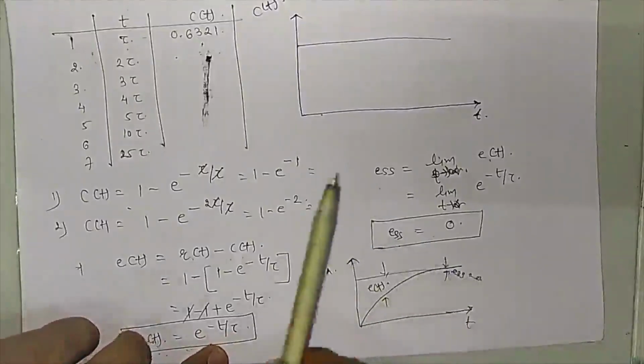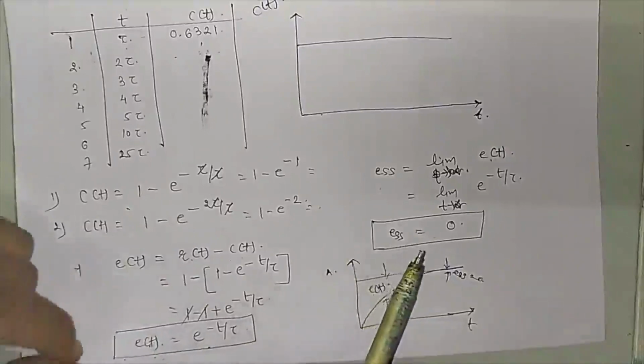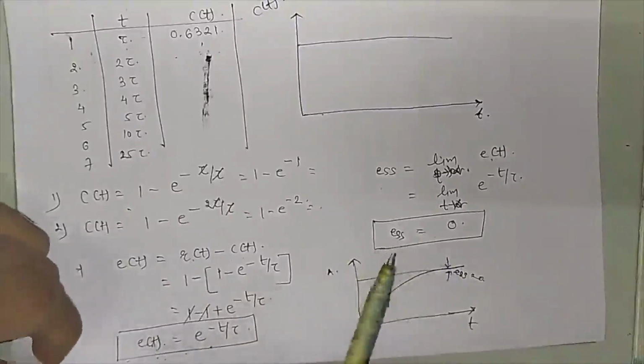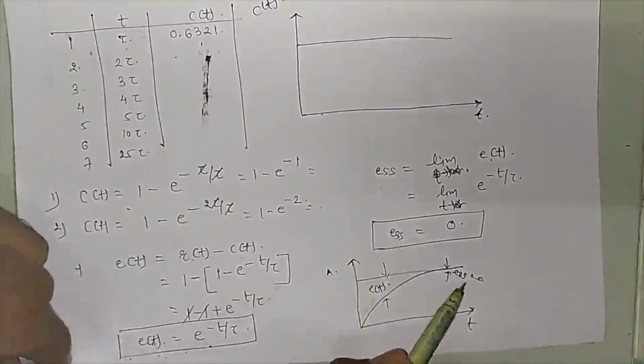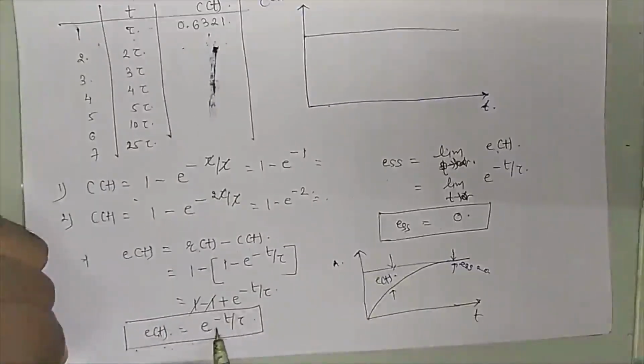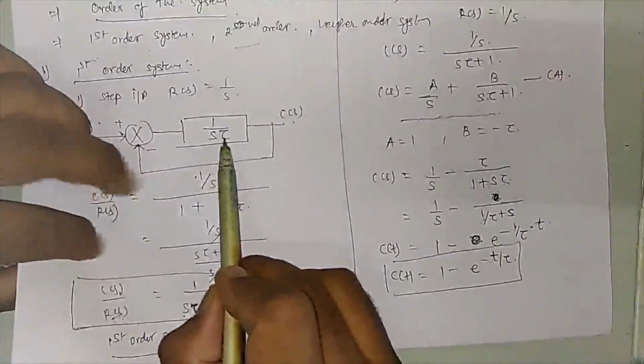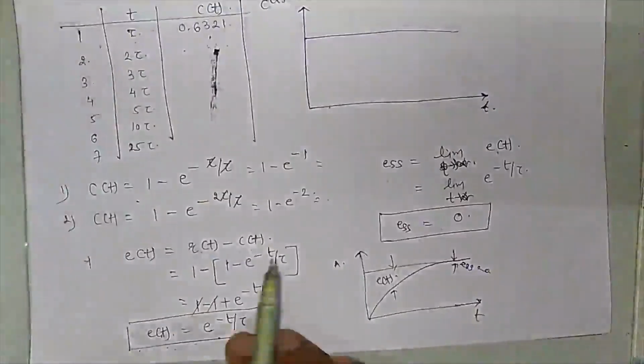What we have concluded over here is, if you are having a first order system with a unit step input, it will have steady state error equal to 0, and the value of the error is e(t) equal to e raised to minus t upon tau. Tau is nothing but the coefficient of s in the forward path transfer function. Next we will be taking the first order system with the ramp input.